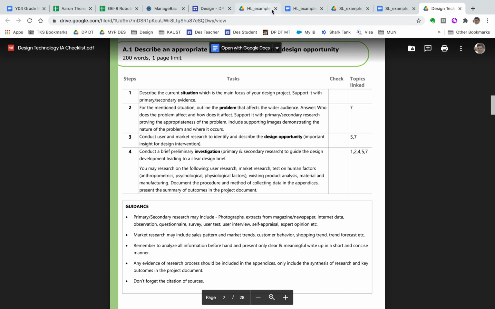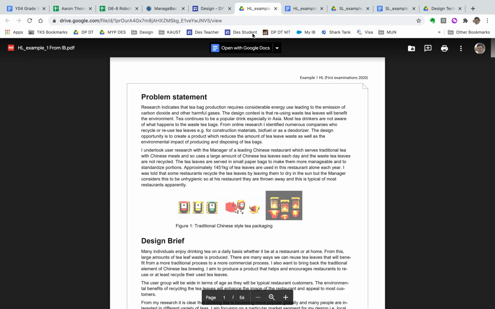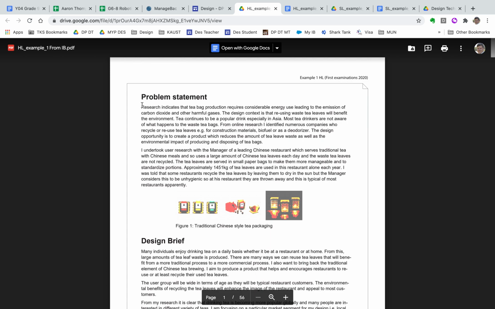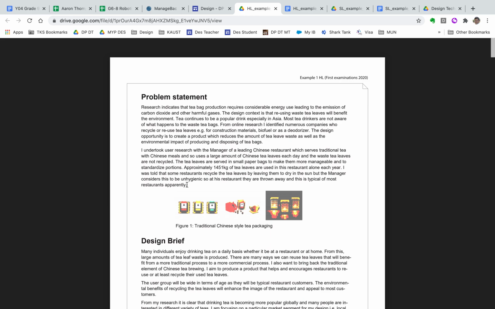So let's look at some examples of that. First of all, 200 words, right? That's another important idea here, that this should only be about 200 words, not too much more. And I know that it's really difficult to keep the length of your design opportunity to 200 words. Okay, but let's have a look here. So you can see this is their problem statement. So this is that design opportunity. Okay, it's relatively short.